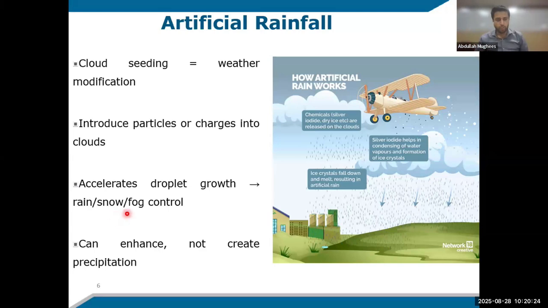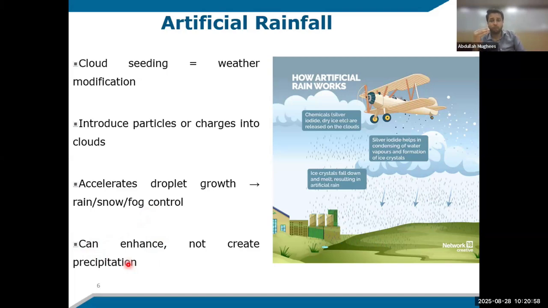And we can, of course, use it for fog control as well, because fog is also, again, water vapor that is very near to the ground. And we can make it rain. When it rains, there's no fog, right? So it can enhance. This is the very important part, that we can only enhance but not create the precipitation, which is the rainfall, the water vapor. So for artificial rainfall, we need clouds. We cannot create clouds.